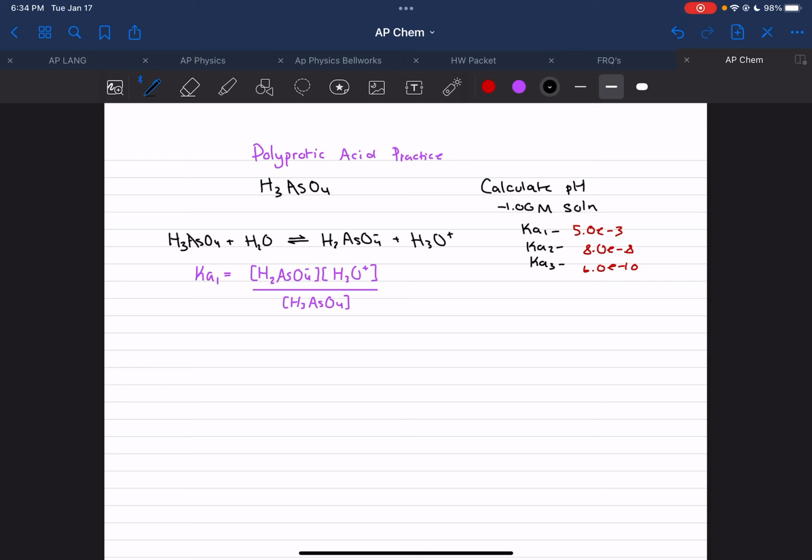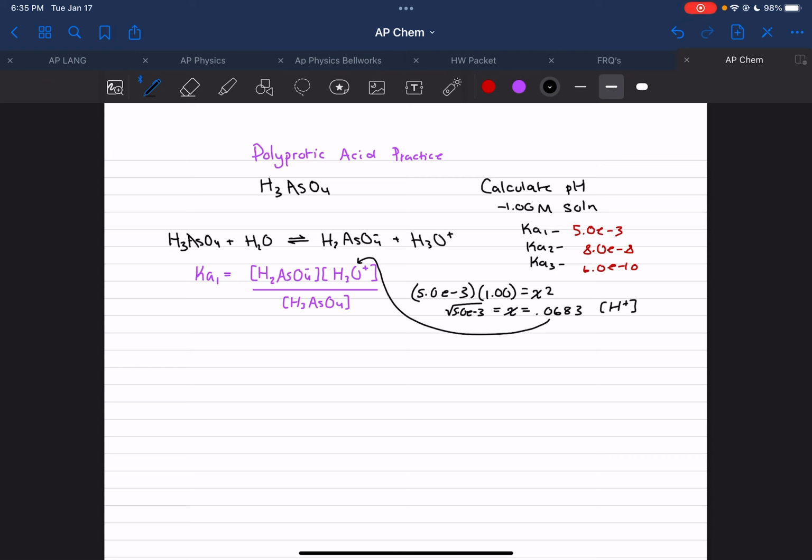H3O plus over H3AsO4. And I'm going to do my ICE table once again. I'm going to use the assumption, or the 5% rule, to say that the Ka1, 5.0 E negative 3, times my concentration, which they told me was a 1.0 molar solution, is going to equal x squared. So the square root of 5.0 E negative 3 equals x, which is going to equal 0.0683, which, as we can tell, is the concentration of my H plus.